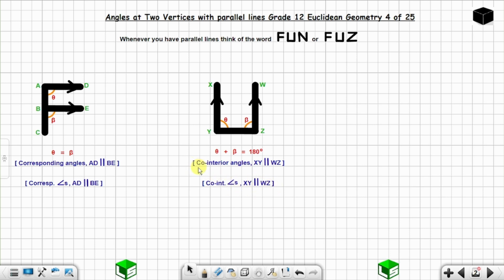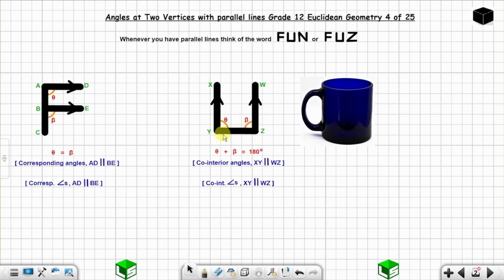So you have co-interior. Interior meaning inside. You have the angles inside the U, inside your mug, inside your cup. Co-interior meaning inside. You have theta and beta inside. You have a mixture, plus a mixture, which is equal to 180 degrees.